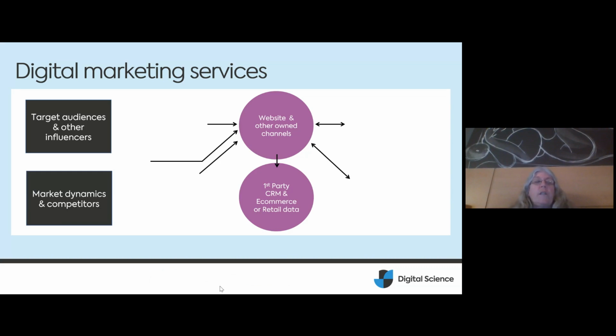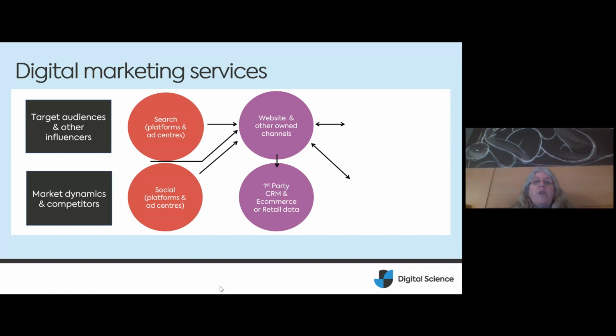You've got your target audiences and other influencers. You've got the market dynamics and your competitors. And we do a lot of audits and analysis of this using some paid, quite expensive paid tools. And then what you've got is the search platforms and the social platforms. And most of the digital marketing that we do includes both organic and paid. So, of course, you've got SEO and PPC, you've got organic social and paid social. So most of the work that we do is actually search and social marketing.